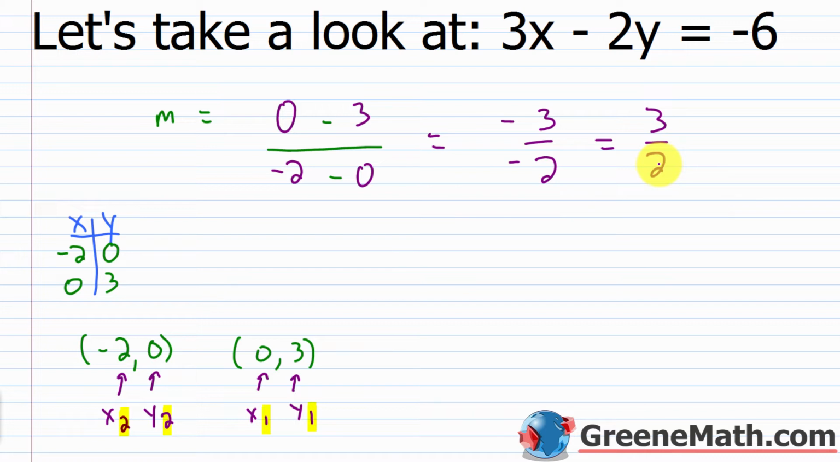Well, a slope of 3 halves means that, again, I go back to the definition. I rise 3 units for every 2 units that I run. So graphically, if I started out at a point on the line and I went up 3 units and I go to the right 2 units, I'm going to go back to that line. So let me graph this line and we're going to show you that.